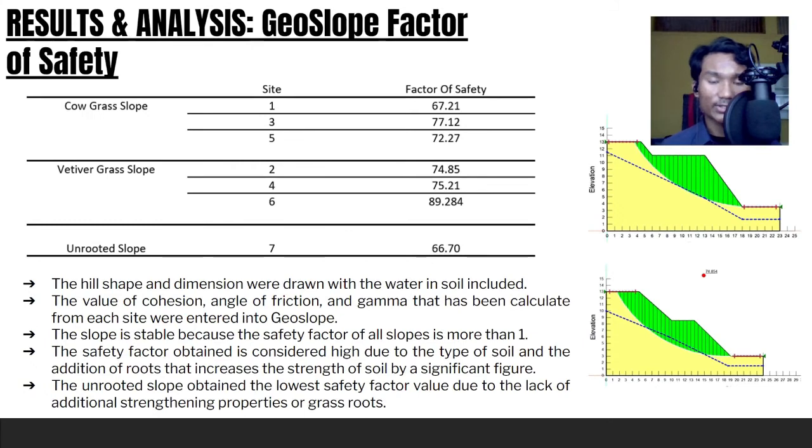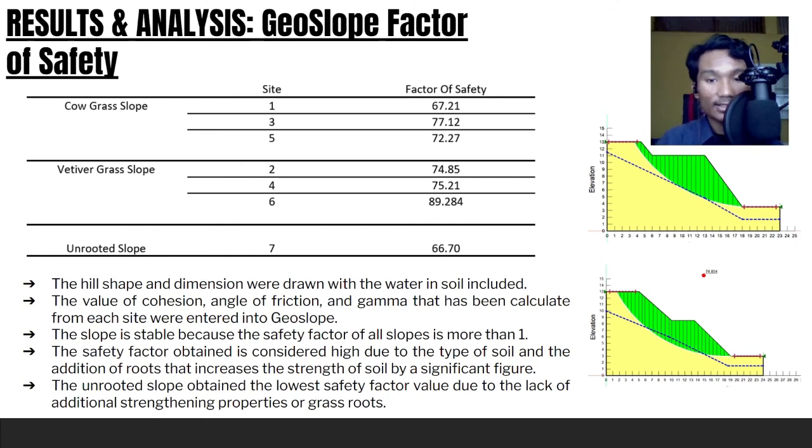And now the results and analysis of GeoSlope software to obtain the factor of safety. The values of cohesion, angle of friction, and gamma calculated for each site were entered into GeoSlope. The slopes are found to be stable because the safety factor of all slopes is more than 1. The safety factor obtained is considered high due to the types of soil and the addition of roots that increase the strength of the soil by a significant amount. The unrooted slope obtained the lowest safety factor due to the lack of additional strengthening from grass roots.